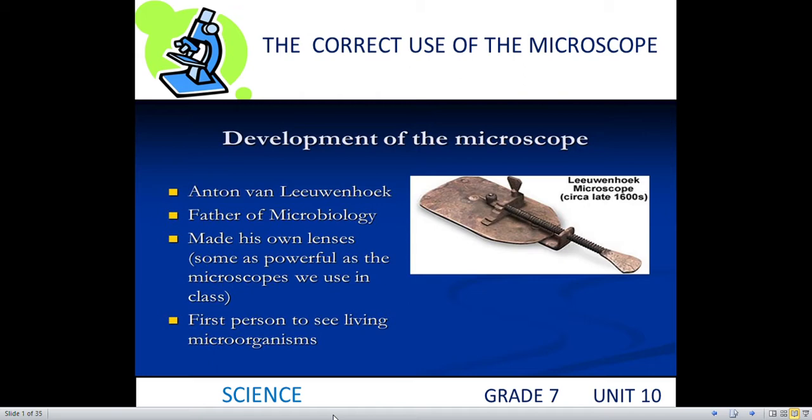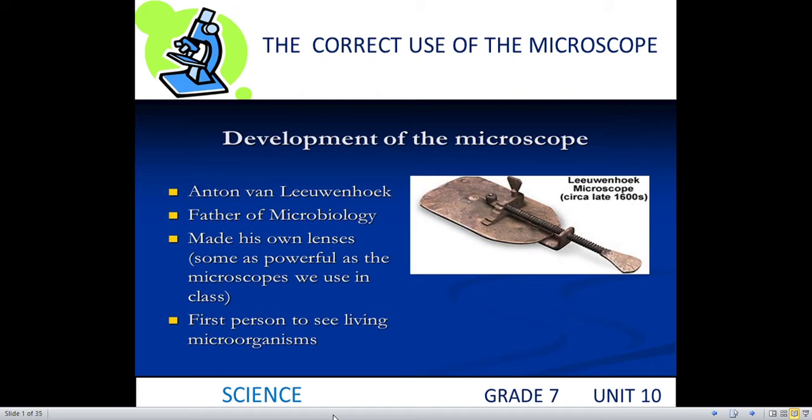A bit from the history. The compound light microscope was first made by Zacharias Janssen. The magnification power of it was 9 times and it was similar to a toy telescope. But the honor of making a microscope first goes to the Dutch scientist Antony van Leeuwenhoek.